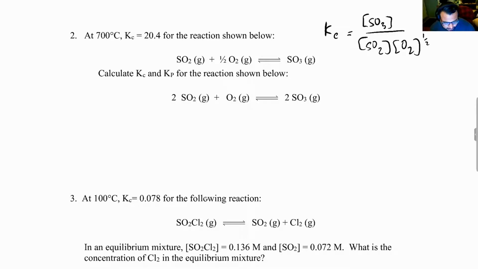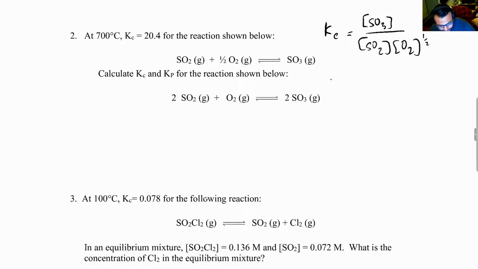Then, if you notice, it says what's the Kc for the reaction shown below, and this reaction has been manipulated such that we have multiplied all the coefficients by 2. So this became 2. If you multiply 2 times 1/2, you get 1, which is how you got that one. You get a 2 in front of this. So that is what we've done to this equation.